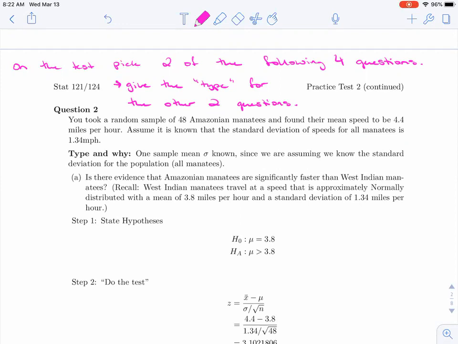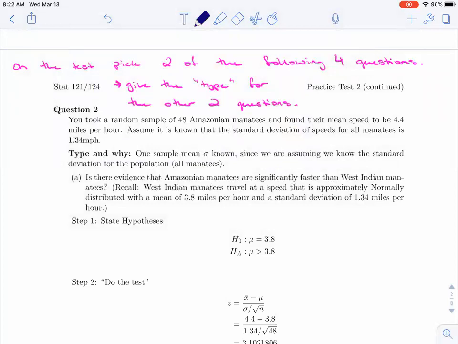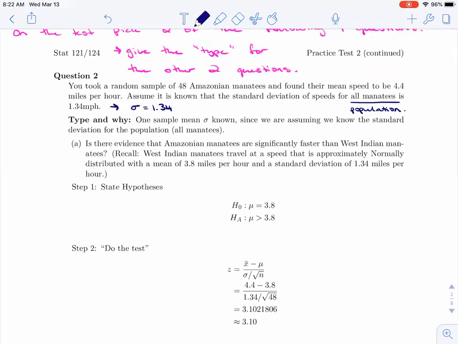And so for this first one, or second question, you took a random sample of 48 Amazonian manatees and found their mean speed to be 4.4 miles per hour. Assume it is known that the standard deviation of speeds for all manatees is 1.34. Okay. So here, this is all manatees, that's the population, making this sigma. So you'll always get a standard deviation, it's just a matter of where is it coming from. So here I've got one sample mean sigma known, since we're assuming we know the standard deviation for the population, so all manatees.